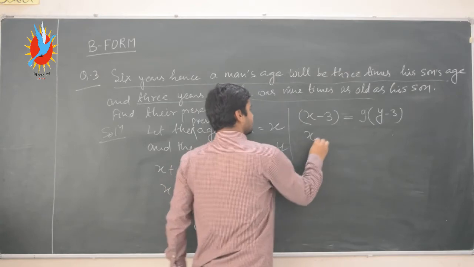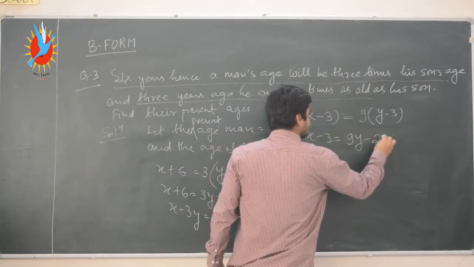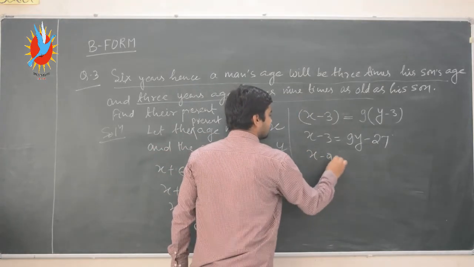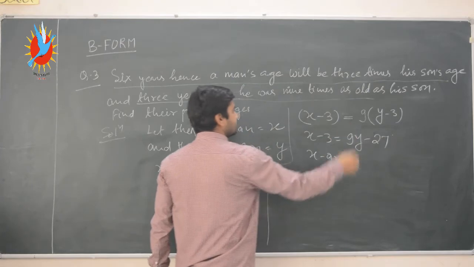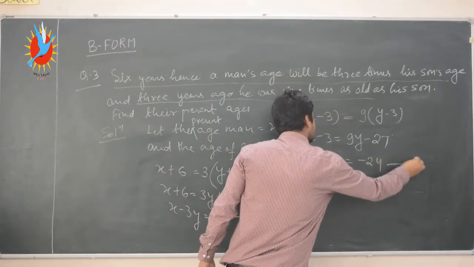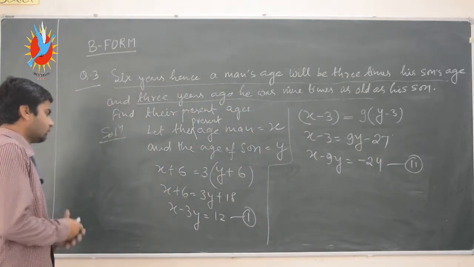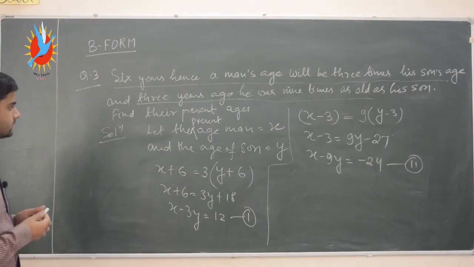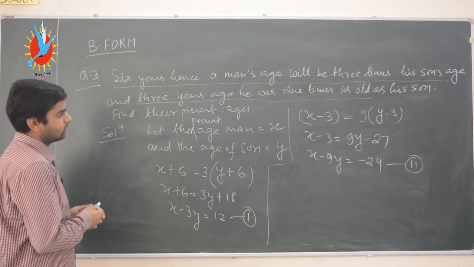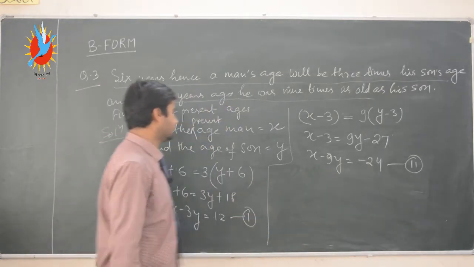Solve this, so this will become x minus 3 equal to 9y minus 27. This will give us x minus 9y equal to 27 minus 3, that is minus 24. This is our equation 2. So equation 1 is x minus 3y equal to 12 and equation 2 is x minus 9y equal to minus 24. By solving equation 1 and equation 2 we will get the values of x and y.